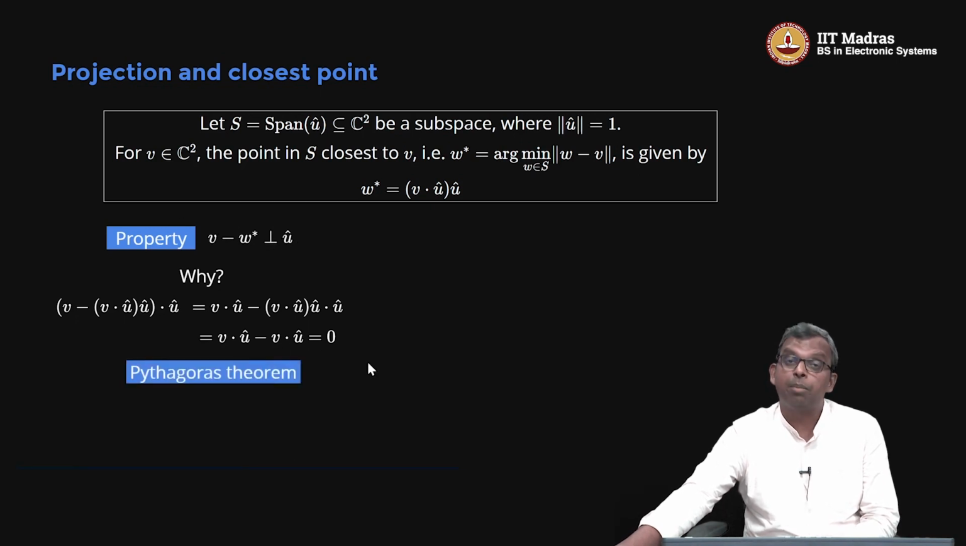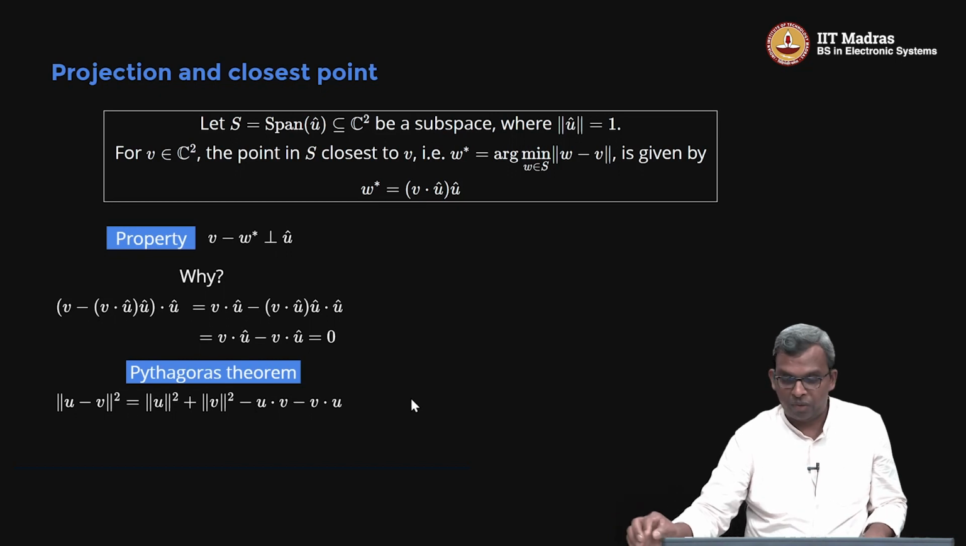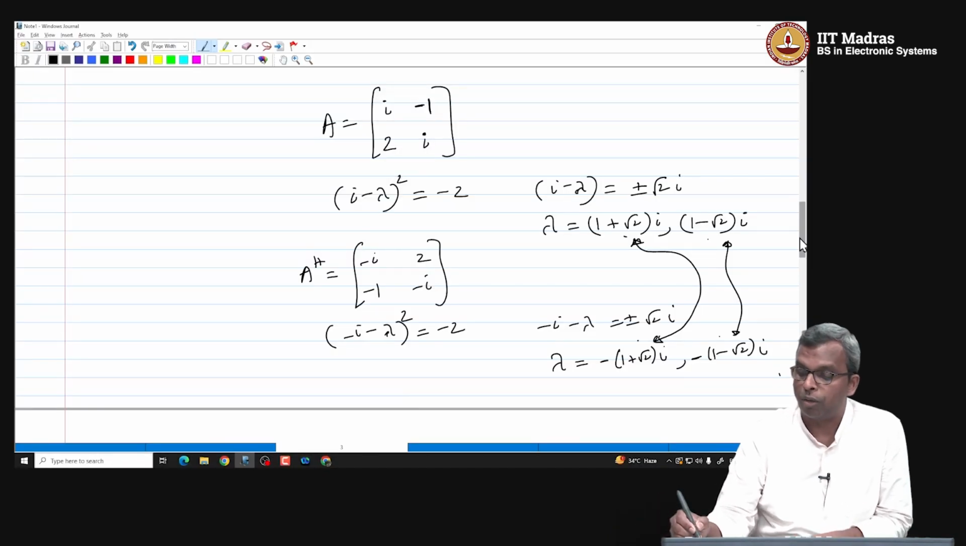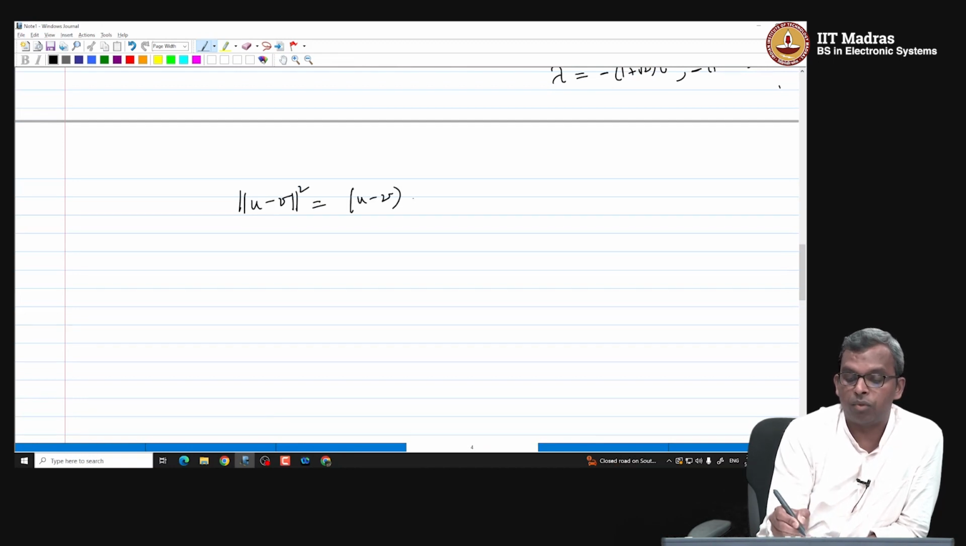Another property you need is the Pythagoras theorem. Pythagoras theorem tells you something about the right angle triangle, right. The version of the Pythagoras theorem in inner product spaces is this: norm U minus V squared is norm U squared plus norm V squared minus U dot V minus V dot U. This is actually a very easy thing to prove. Let me prove that for you. What is norm U minus V squared? It's U minus V dot U minus V.